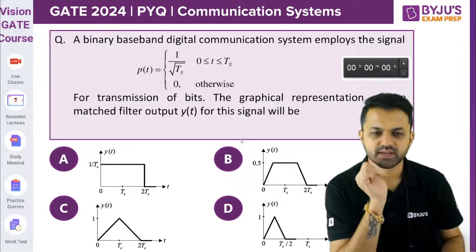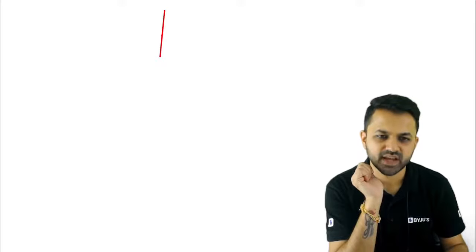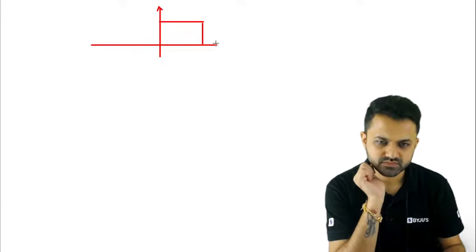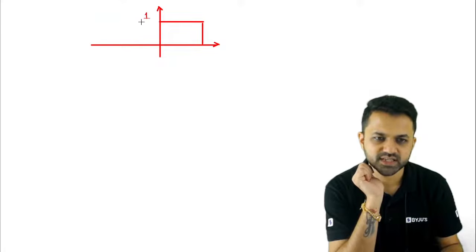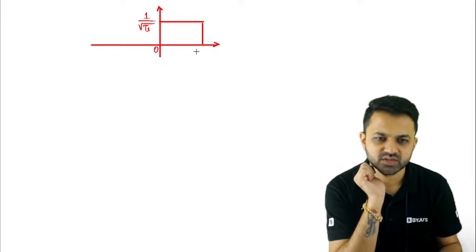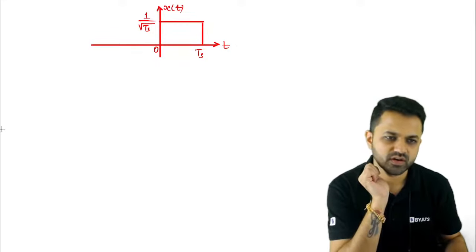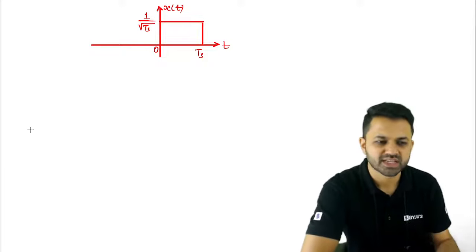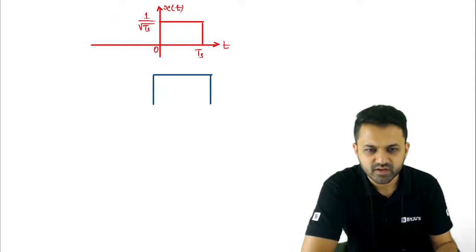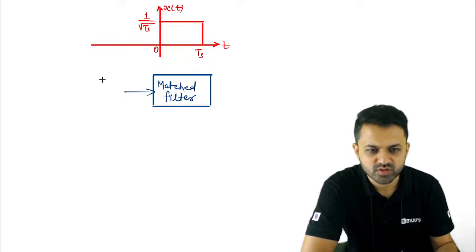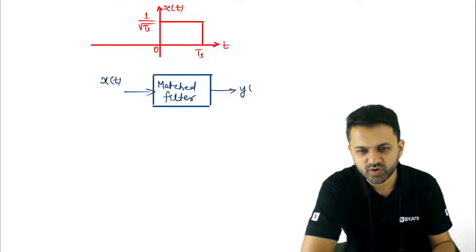Yes. Now in this question, as you can see, the signal which you are transmitting through the matched filter has the value 1 upon root Ts in between 0 to Ts. So in between 0 to Ts, it has the amplitude 1 upon root Ts. This is the signal which you are giving at the input. Now, because you are transmitting it through the matched filter, what will be the output? This is x of t, and this is the output which we want to calculate, y of t.